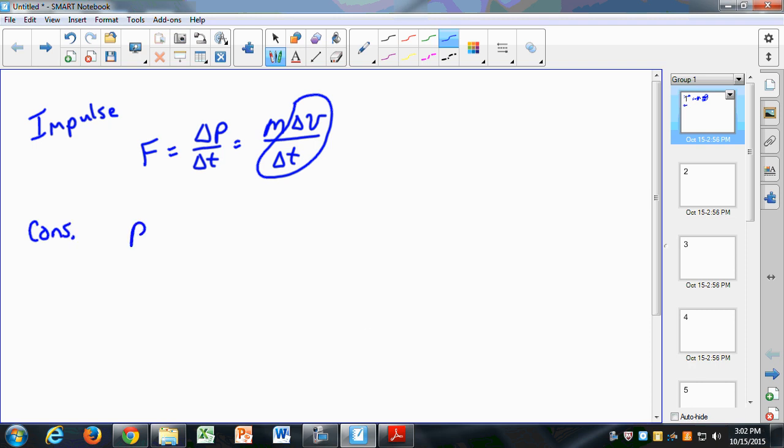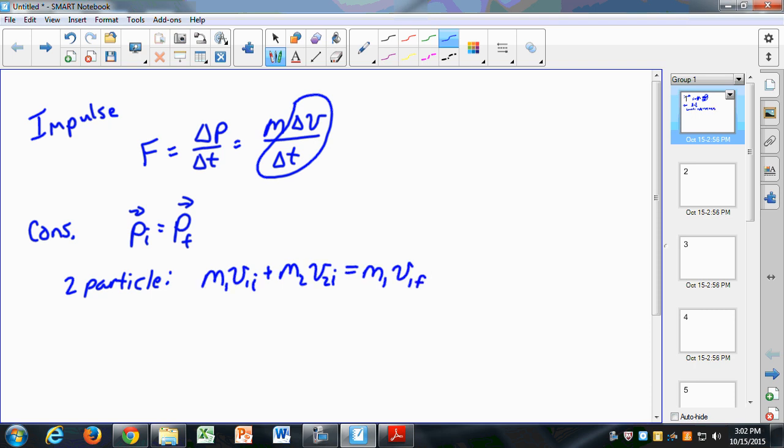Conservation problems just say that P initial is equal to P final, remembering that these are vector quantities. That is to say, let's say I have two particles. You can have more than two, you could have three, you could have a billion particles, but we'll just deal with two particles on the test. So you'd say M1 V1 initial plus M2 V2 initial equals M1 V1 final plus M2 V2 final. All right, so that's sort of like the dodgeball problem that we worked.